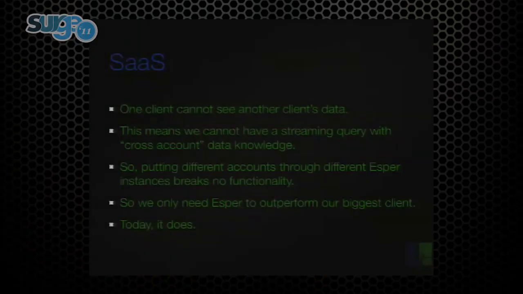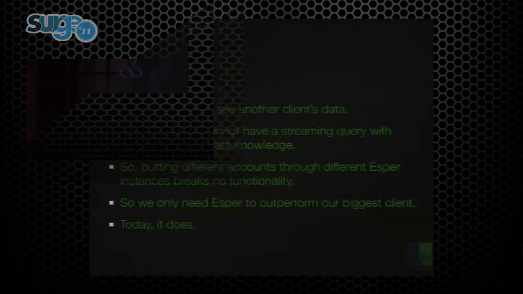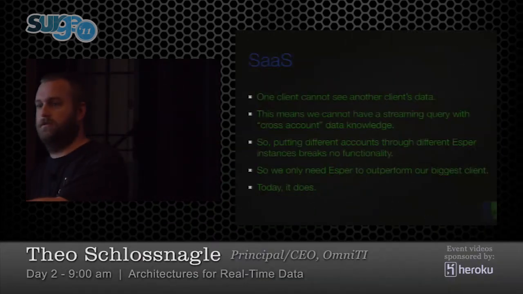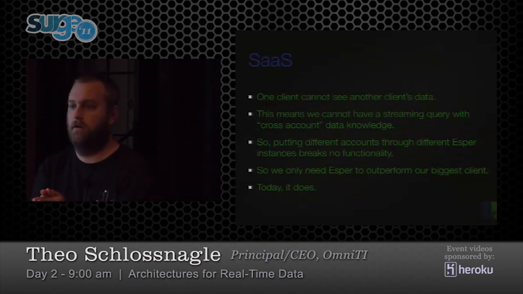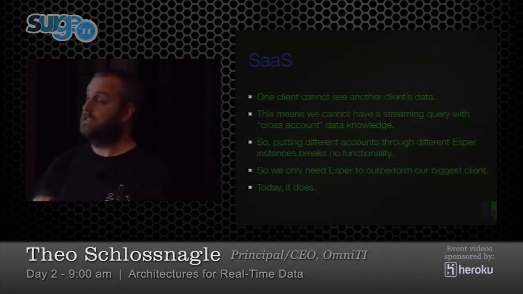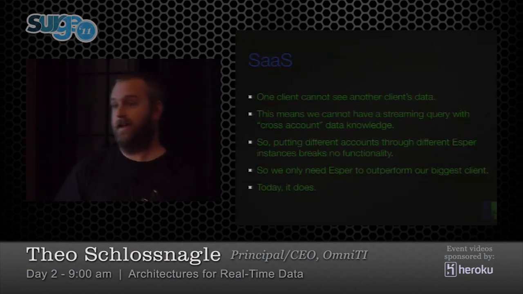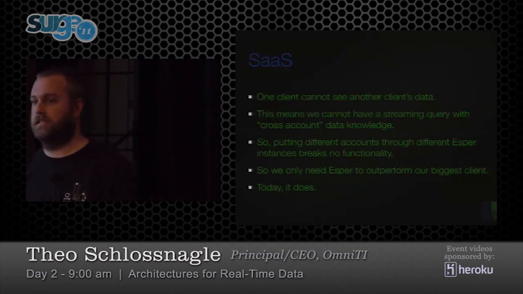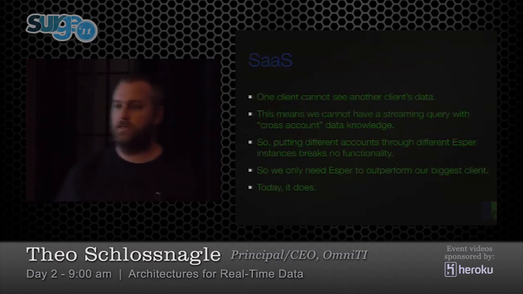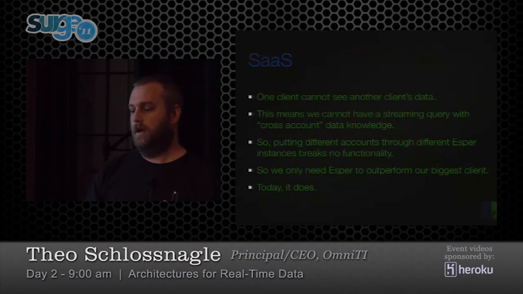But the beauty of this is that we run a SaaS model, and one client can't see the other client's data anyway. I don't need these in a single system, right? I can federate this problem. I can take one account and put it on one Esper instance, and I can take 5 accounts and put it on one Esper instance, but I don't need one account on 10 Esper instances, because at least today, we don't have a single client that can break it. We don't have a single client that sends us enough events that we can saturate a single powerful node. I don't think we will for quite a while.